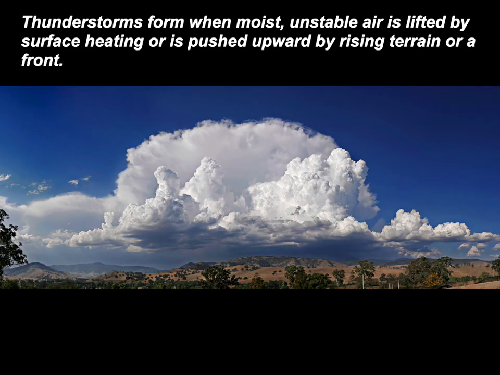Thunderstorms occur when moist, unstable air is lifted by surface heating, or is pushed upward by rising terrain or a front. They are extremely dangerous to aircraft and should be given a wide berth, at least 20 miles.